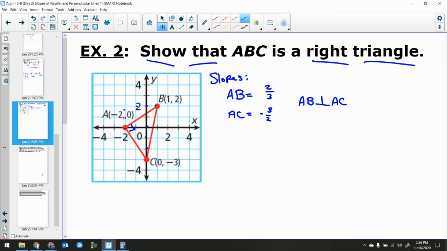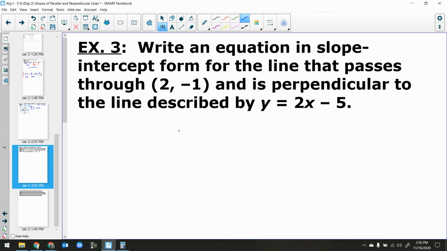All right, now write an equation in slope-intercept form for the line that passes through (2, negative 1) and is perpendicular to the line described by y equals 2x minus 5. This one is a little more difficult than the parallel lines, because we have to work a bit more with what the slope is. The old line is y equals 2x minus 5. If I were to graph this, y-intercept of negative 5, slope of 2. I want to find a perpendicular line that goes through the point (2, negative 1).